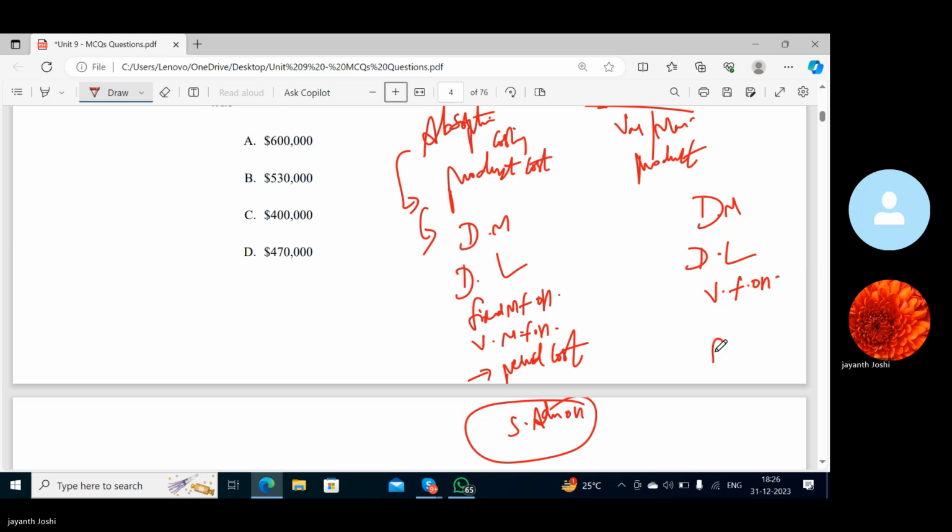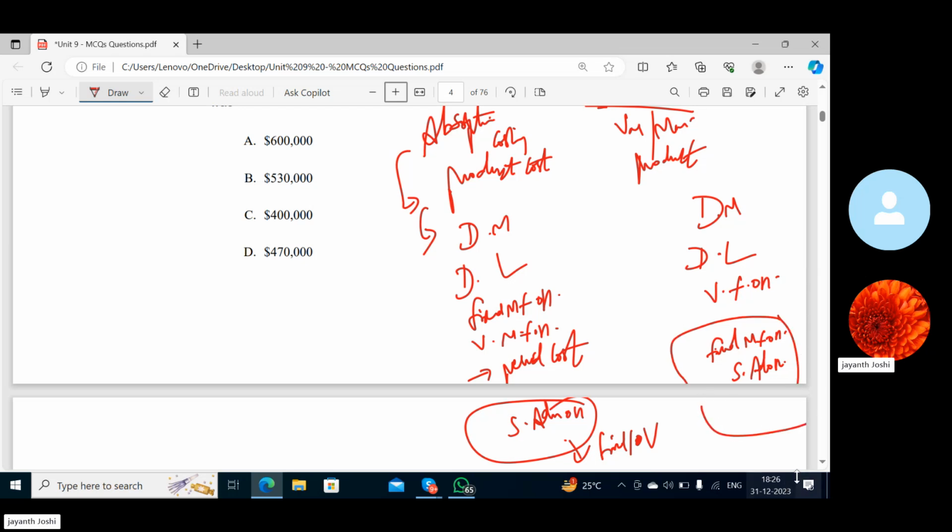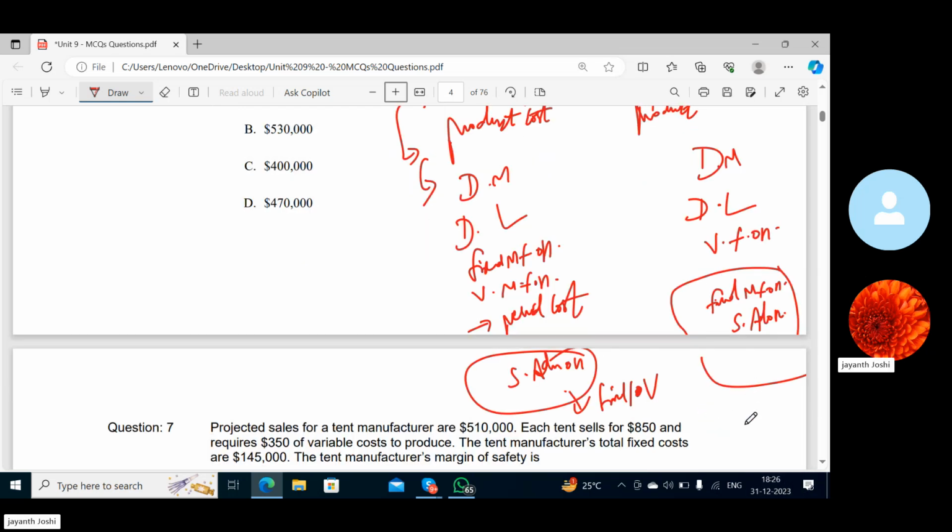Fixed manufacturing overheads, whether fixed or variable in nature, are period costs, as are selling and administrative overheads. Whatever overhead or indirect expenses you have are period costs, which means they won't be added to the product. Okay, I'll give you a screenshot in 2 minutes.